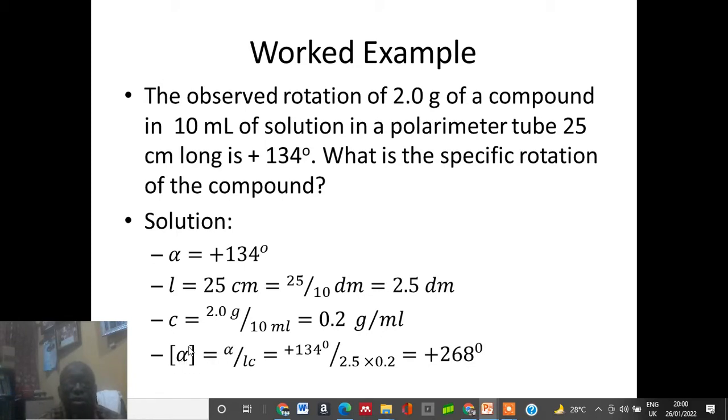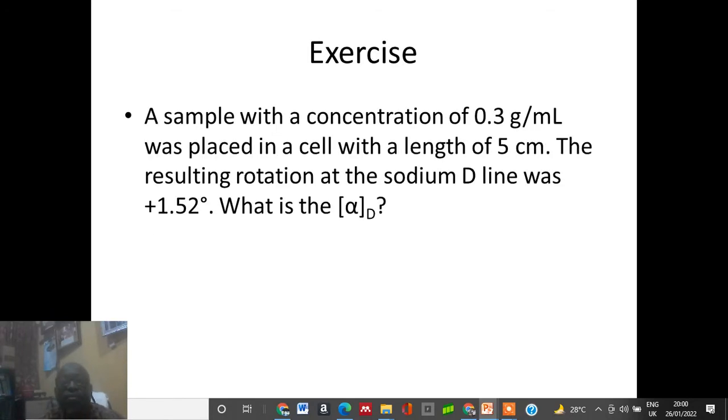Therefore, specific rotation now will be observed rotation divided by length times concentration, which is +134 degrees divided by 2.5 times 0.2. And this gives us 268 degrees. That means the specific rotation of the sample is +268 degrees.